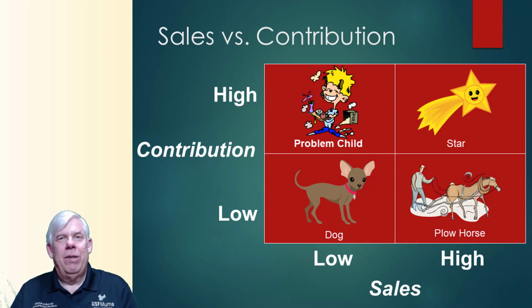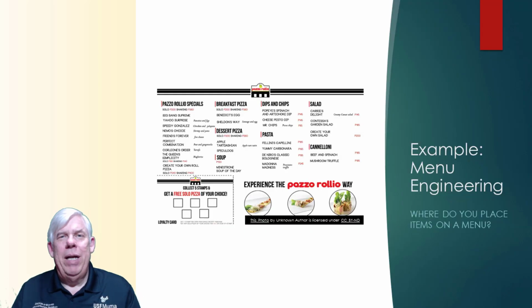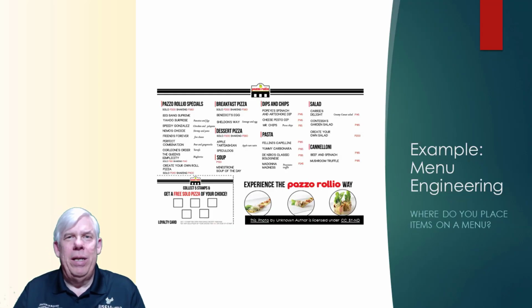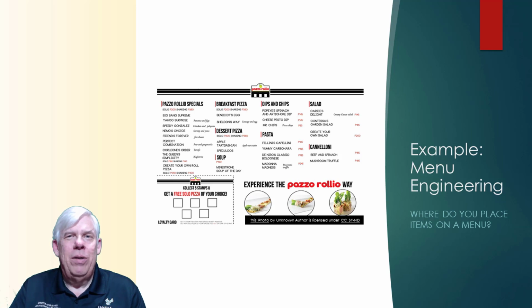How would you apply a matrix like this? Well, one of the ways involves what is called menu engineering. If you think of a menu, where you place items on the menu is very important because if a customer can't see an item, the customer is unlikely to buy it. So, using the menu engineering model, one of the things that you would do is you would place your plow horses in a place that is somewhat difficult to find. Why? Because if someone really wants to order the plow horse, they will look for it.